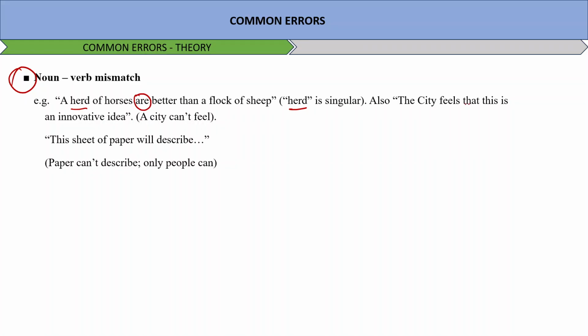The city feels that this is an innovative idea. A city can't feel. Yet city here is singular. This sheet of paper will describe. Paper can't describe; only people can describe. Right? So there are certain mismatches when it comes to using some nouns and verbs with each other. So always be cautious of living and non-living objects when it comes to nouns also.